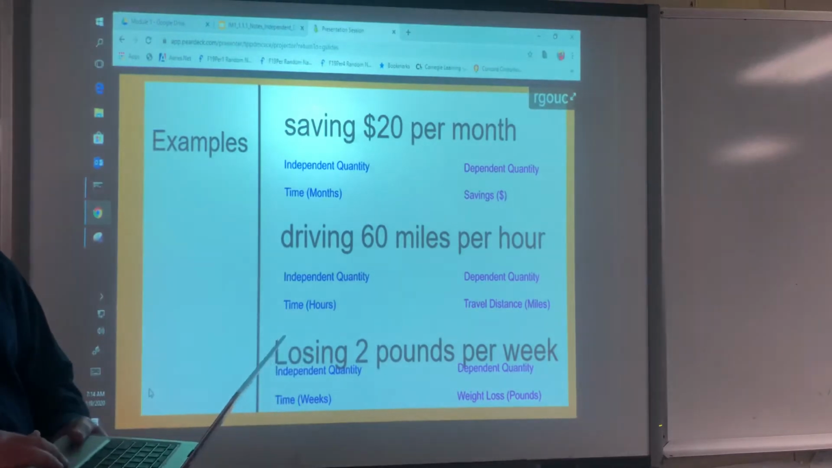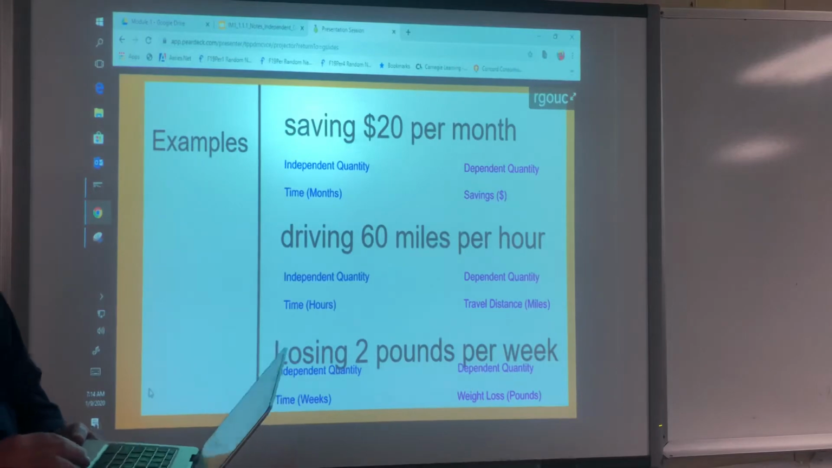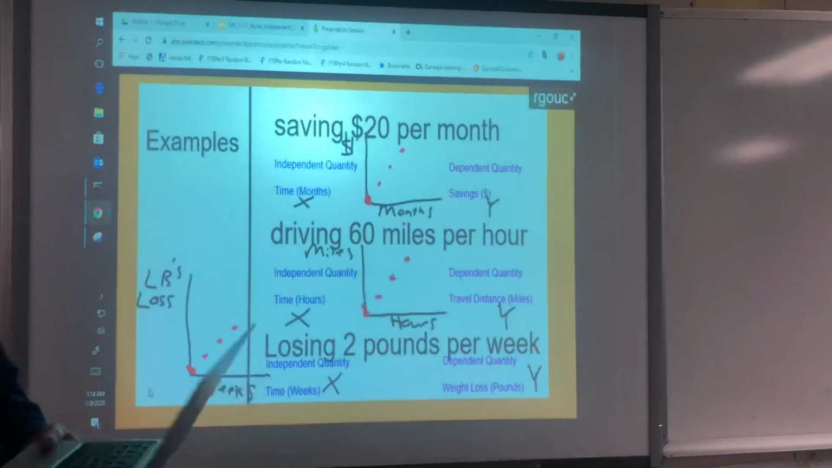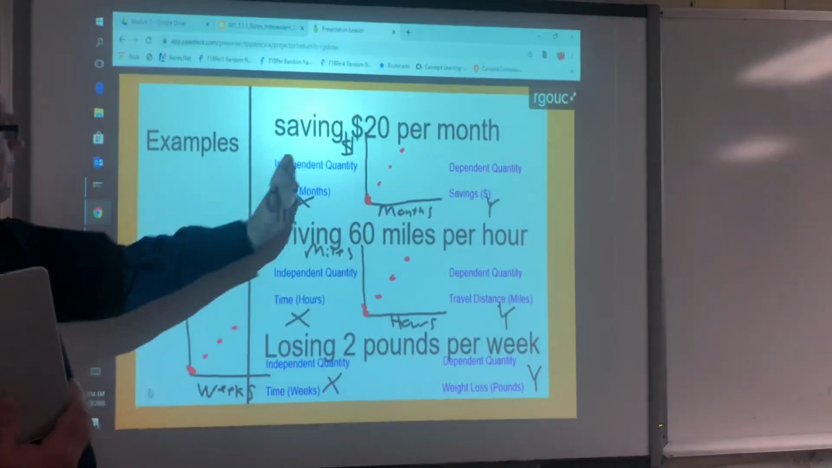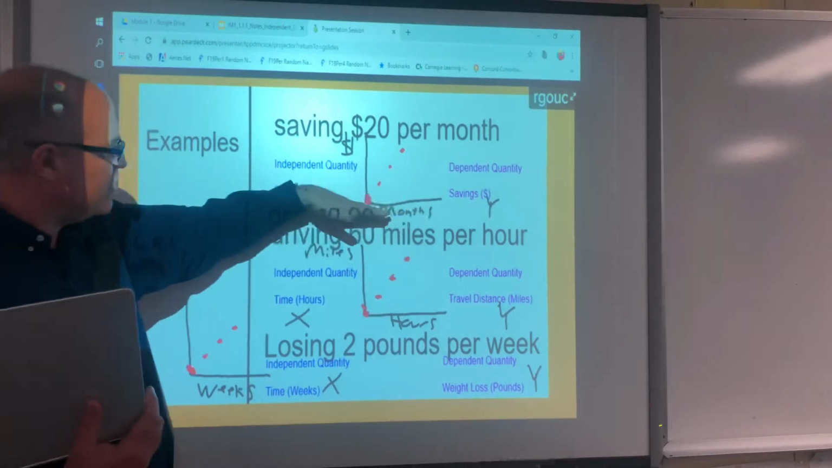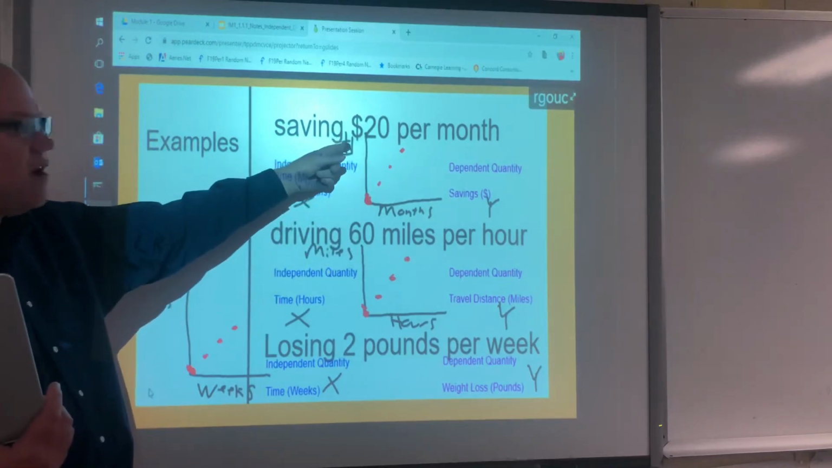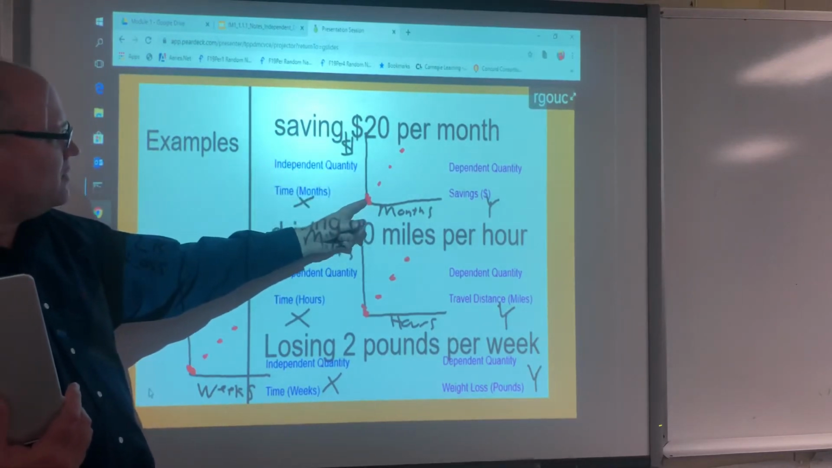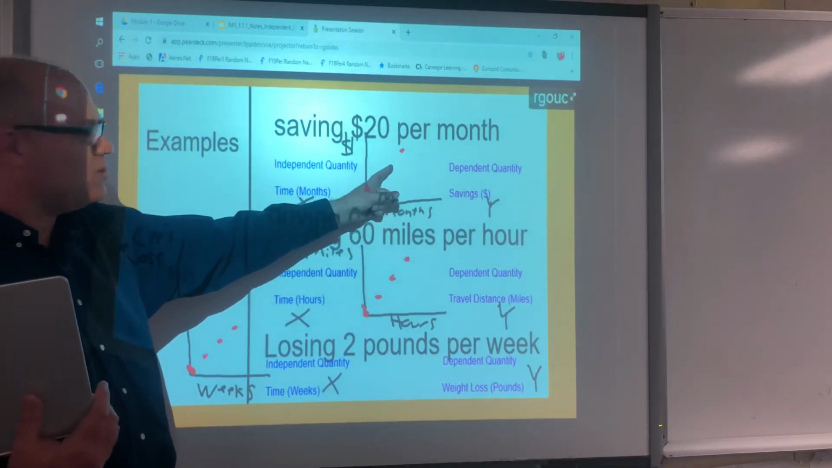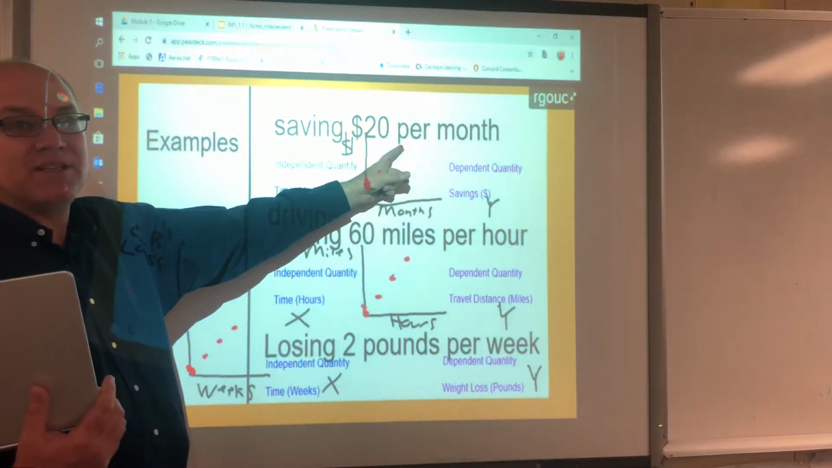All right, so now let's take a look at the graphs for these relationships. We said that the independent quantity is your x, and the dependent quantity is your y. So if you just do a little XY chart here, on this first one, x is months, there's your time in months, and then your y-axis quantity is your savings in dollars. And so you think about it, you go over 1 month, boop, $20. Go over another month, boop, $20. You're up to 40, right? Go over another month, boop, $20. You're up to $60 saved.